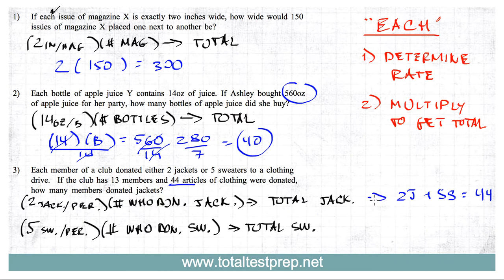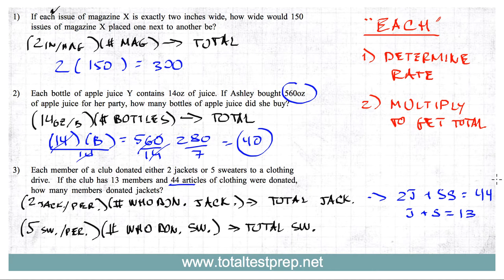The next step you need to do to solve this question is, if the club has 13 members, well, all the people who donated jackets plus all the people who donated sweaters is equal to 13, because, as we said before, you either donate jackets or sweaters. And now we have 2 equations to solve this. So in the interest of space and time, I won't actually go through this. It's more important for you to know how to set it up.